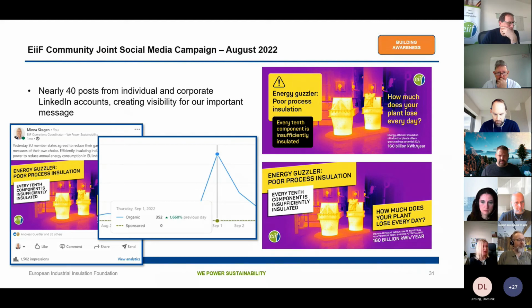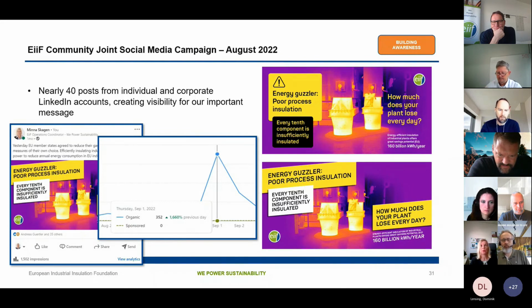I would like to present first our social media campaign. It was actually our first proper social media campaign. At the end of July, the EU member states agreed to reduce their gas demand by 15% this winter. And at that stage, the EU Council had not yet adopted this regulation. So we jumped in and created this social media campaign to create visibility for the proposal and to support it so that it would eventually be accepted by the EU Council, which it was, of course, on 5th of August.